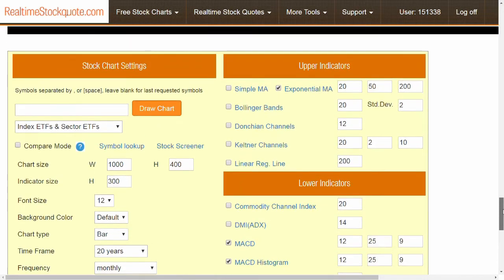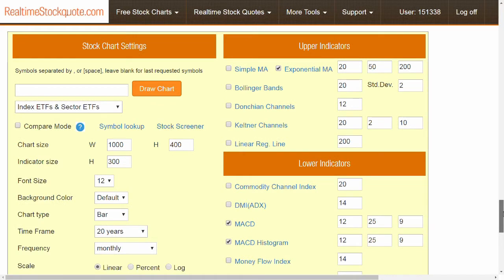And this is a free service, Real Stock or realtimestockquote.com. I also use MarketWatch, and I'll use stockcharts.com as well.